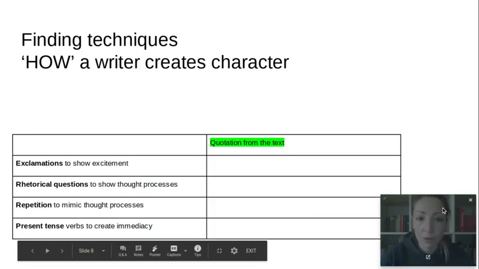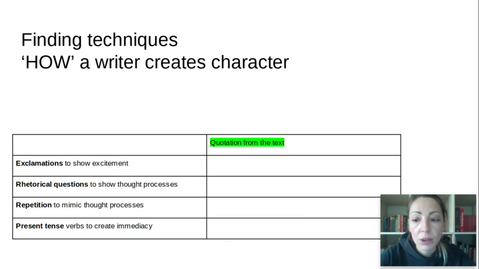Okay, moving on. We're going to have a look now at activity 2. So here is a part of the lesson that I want you to try and find some techniques that a writer uses to create character. This is the how. So not just what is said that shows the character's reactions, but also how they show a character's reactions as well.